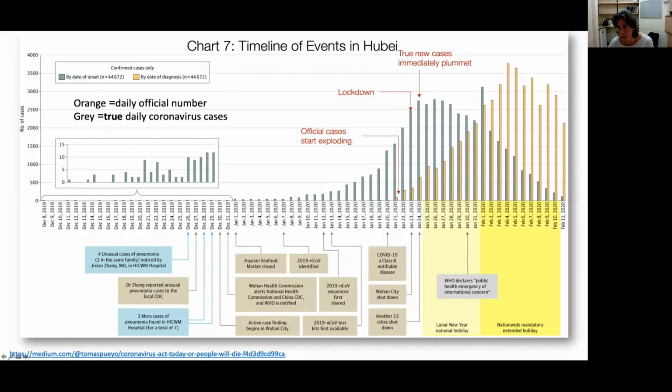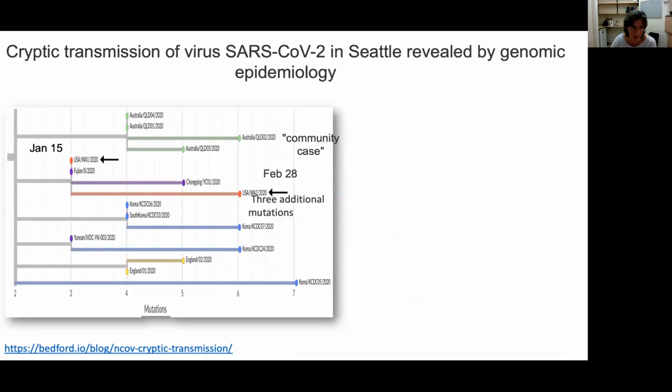When they did this lockdown, the number of true cases immediately started dropping. We still see the official cases going up because people were more aware of this disease and started going and seeking care. But this number also starts going down following that.